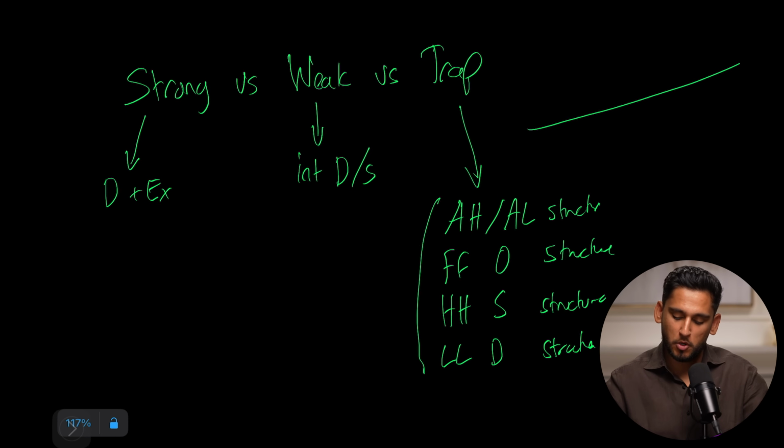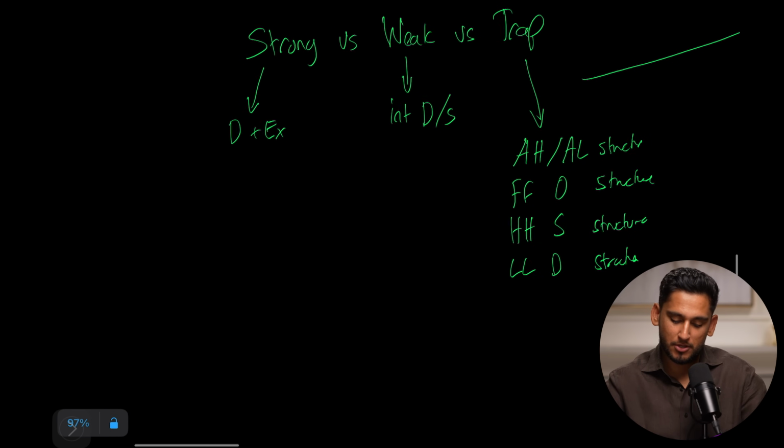These points of interest will most likely be traps. The internal supply and demand will usually be weak, and the decisional and extreme will be perfect. So let's define these and draw them out so you can see very easily.